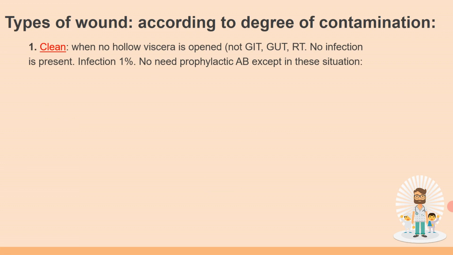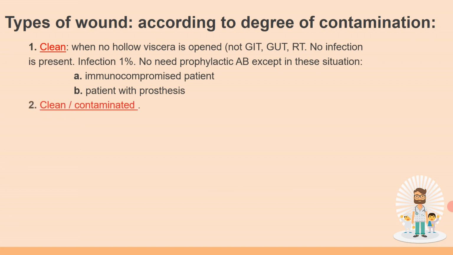Except we have 2 situations where we will give antibiotic in a clean wound. What are these exceptions? Immune deficiency, which is a diabetic patient and an immunocompromised patient. What else? And this is very common also. The second option is a patient with a prosthesis. A patient with a prosthesis of the hip joint, hip replacement, knee replacement, a patient with internal valve disease and replacement of heart valve. Those patients also need antibiotic. And this is clean wound.